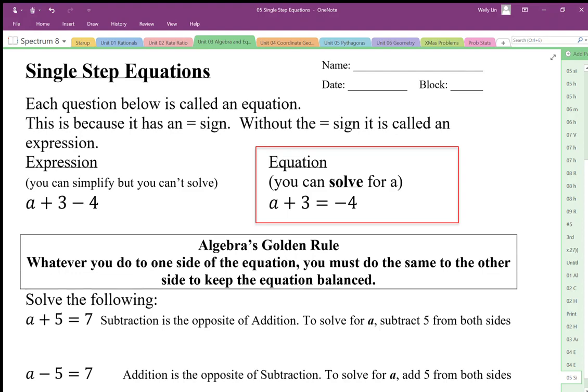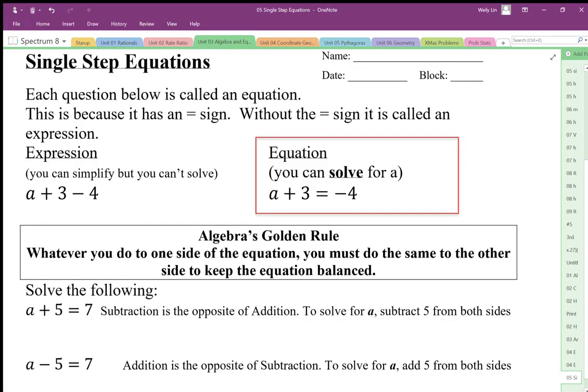So single-step equations are when we solve equations with one step. It's really important to understand when you have an equation that you can solve versus having an expression that you can't solve. So for example here, a plus 3 minus 4, that's an expression you just can't solve. You can simplify this, you can combine like terms, but you can't actually solve it.